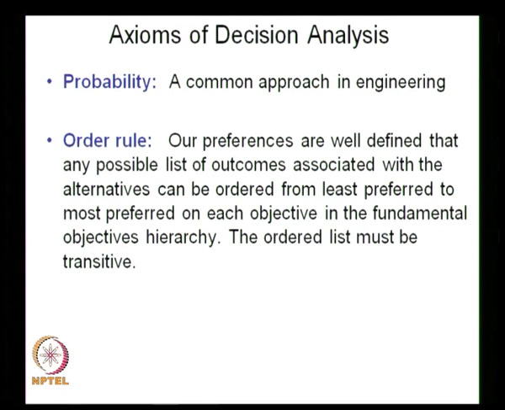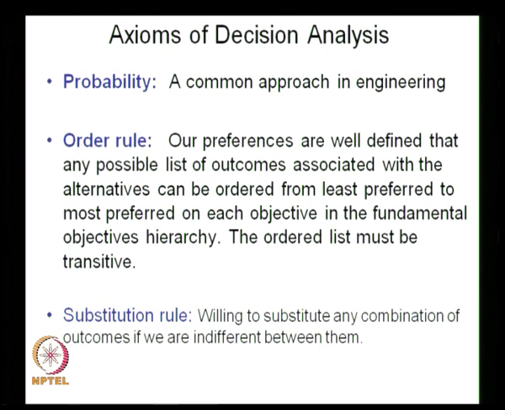The other one is known as the order rule. The order rule states that our preferences are well defined, that any possible list of outcomes associated with the alternatives can be ordered from least preferred to most preferred on each objective in the fundamental objectives hierarchy. So we assume that there is a particular order in which we can always put them and then take a decision based on that. It is not that we have everything as equal. So we can arrange them in a particular order, so that we can choose from this order the least preferred or the most preferred based on the objective hierarchy.